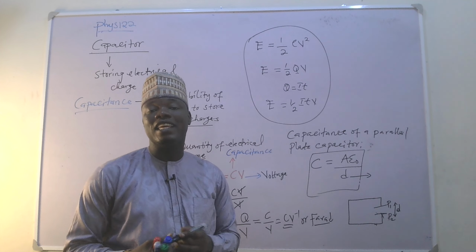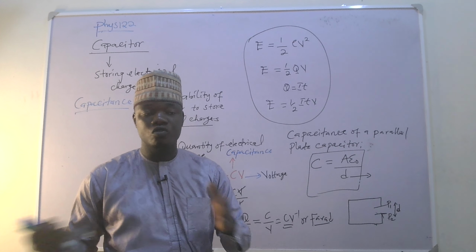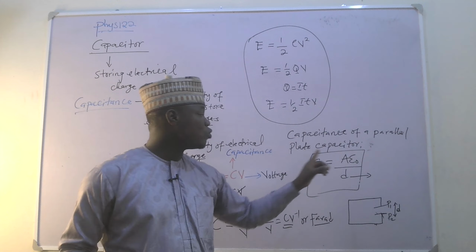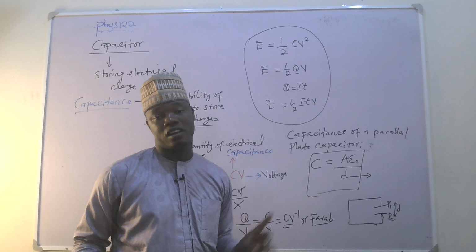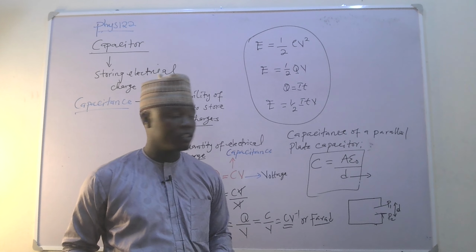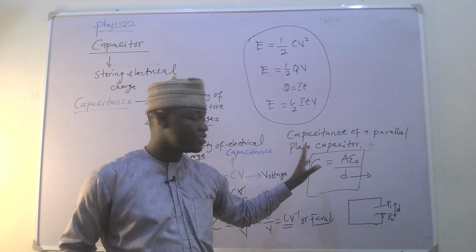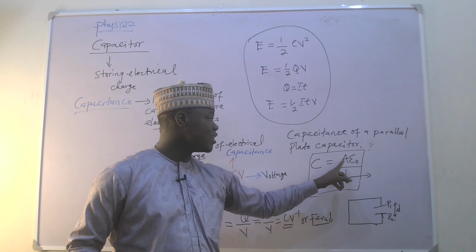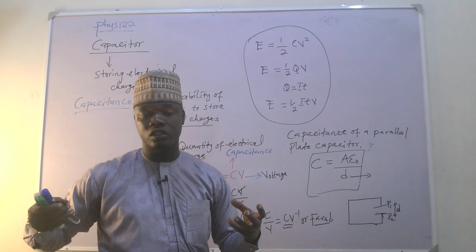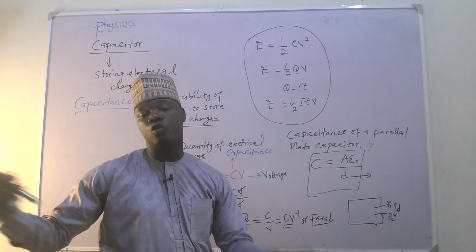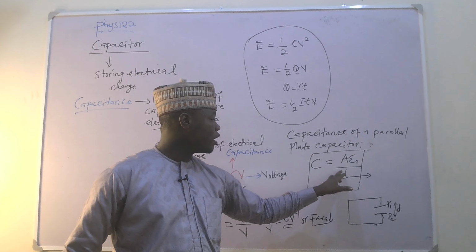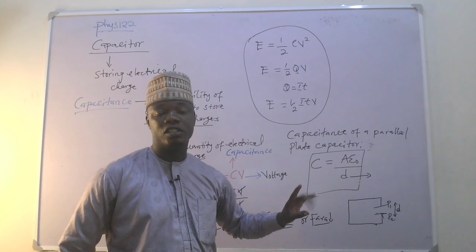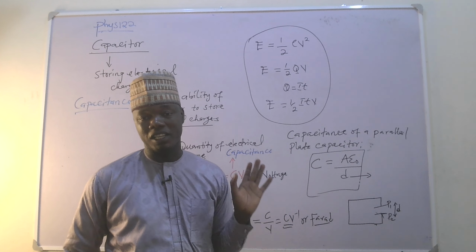Whenever there is an increase in the distance of separation between two plates, the capacitance will decrease. And when there is an increase in the area of the plates, there will be an increase in the capacitance. So you should understand that between the capacitance and the area, there is a direct relationship. And if there is an increase in the distance of separation, definitely the capacitance will decrease.